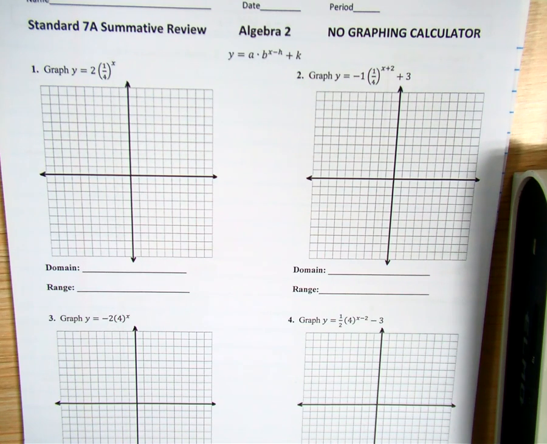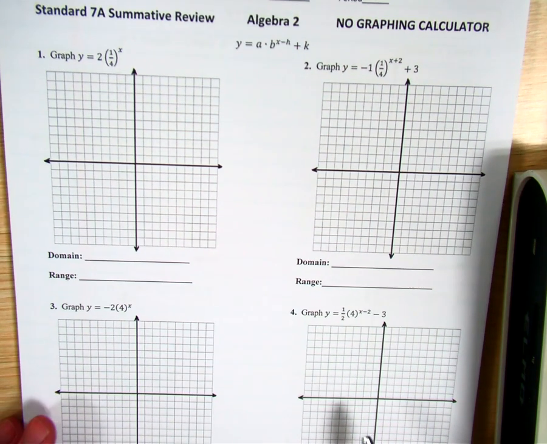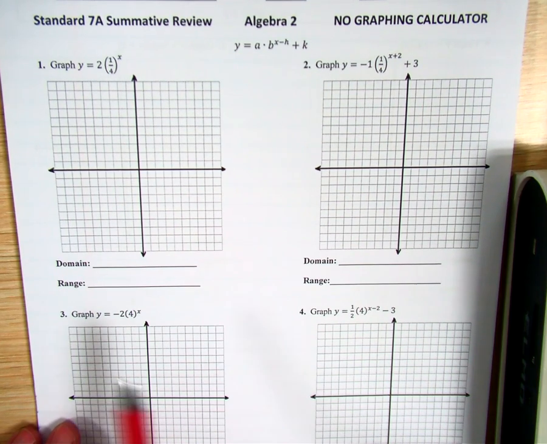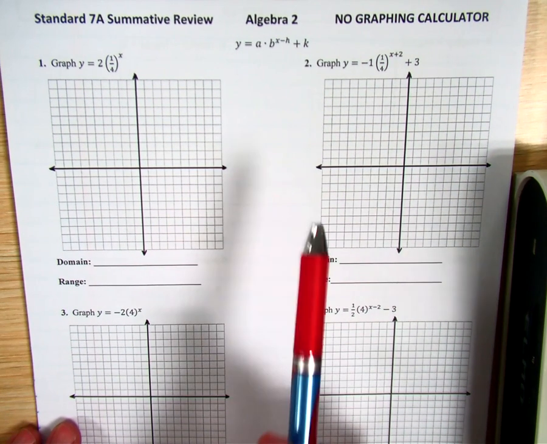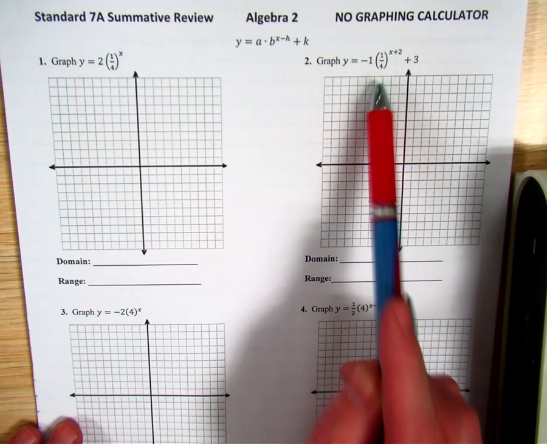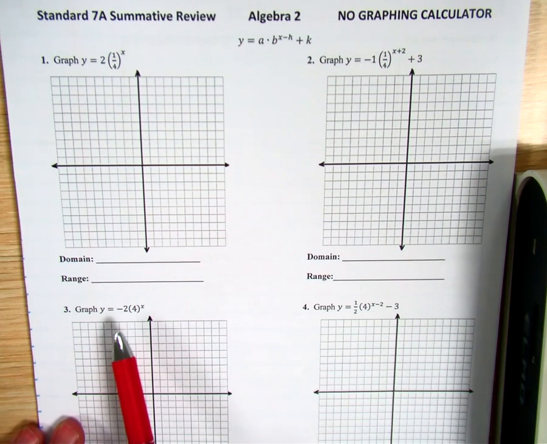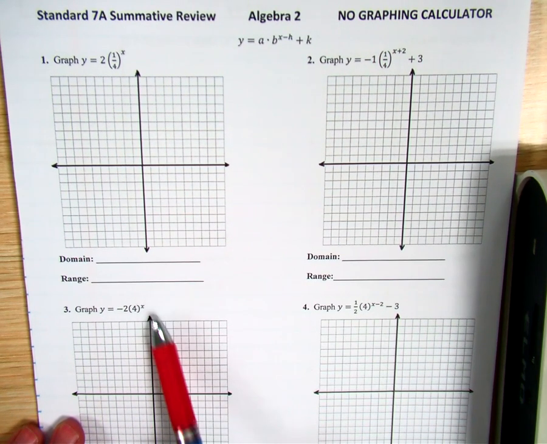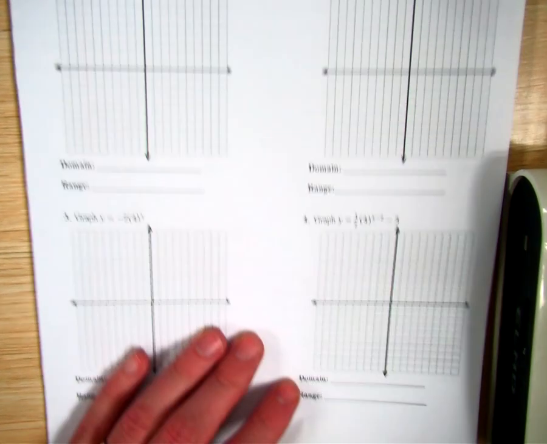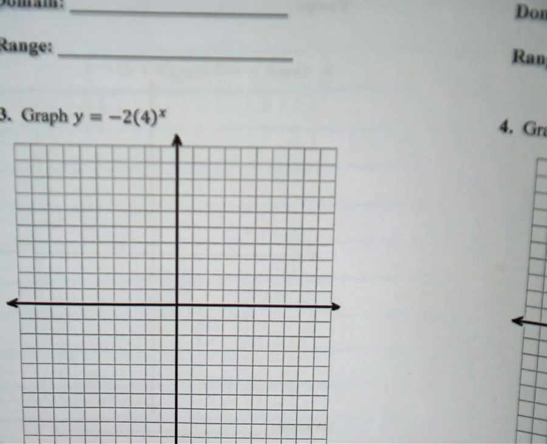Algebra 2, we got the newest version here of the 7A summative review, so we got to make a new video. In class today, we talked about doing one of each one. I think we went with the hardest one of the fraction base, and then we did the easier one from the integer number base. So let's start down here with the easier one, but with an integer base.